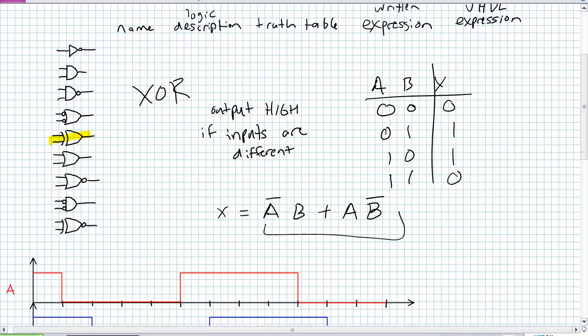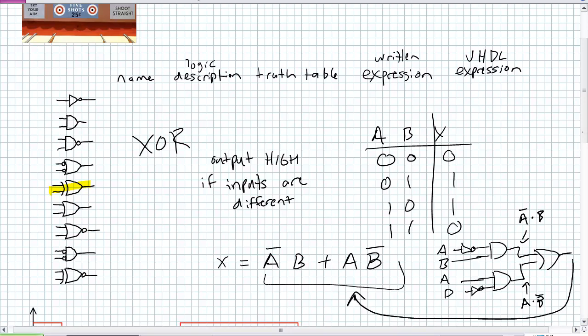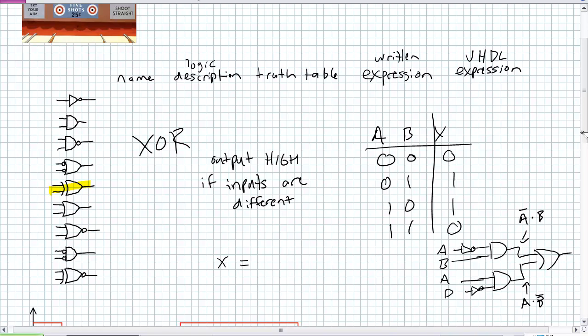What does this thing look like? It's two AND gates feeding an OR gate. Got A on this input, B on that input. This one's inverted, this one's not, that one's not, this one is. Not A ANDed with B, A ANDed with not B. What do you get as the final result? That guy right there: not A and B, or A and not B, which, if you want to be fancy, is A exclusive OR B.